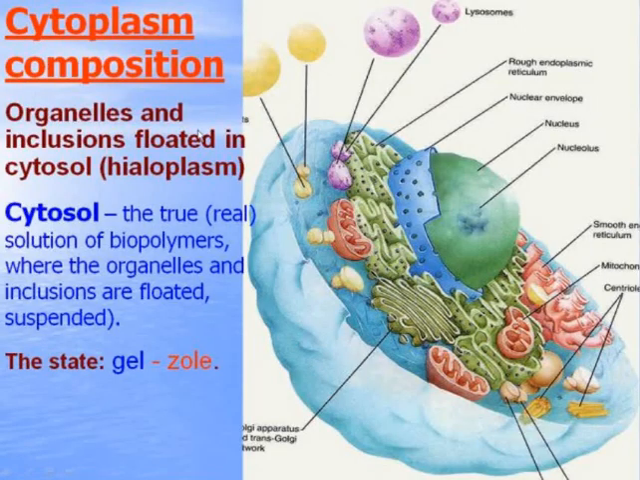So, in conclusion, the cytoplasm composition: organelles and inclusions floating in the cytosol or hyaloplasm. Cytosol is a true solution of biopolymers, where organelles and inclusions are suspended. In the medium, the organelles, inclusions, and substances can move.